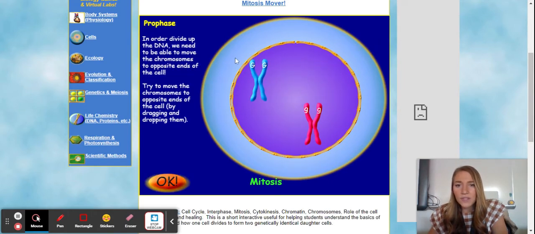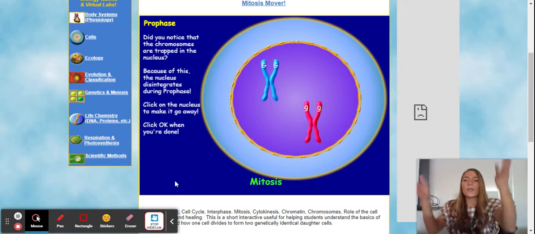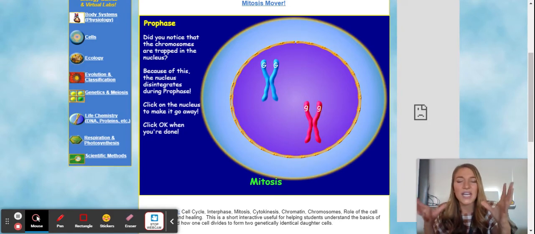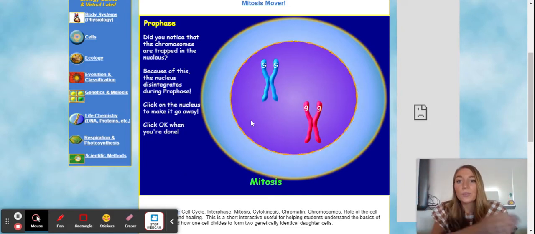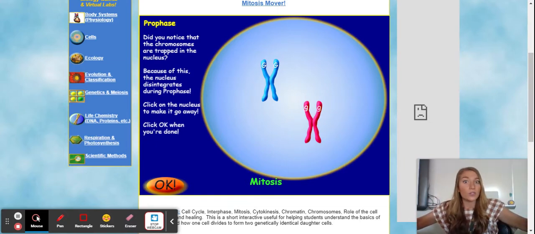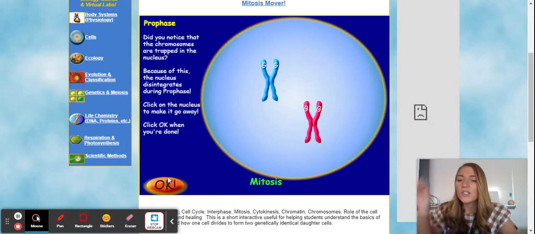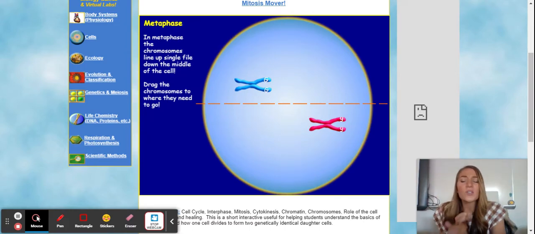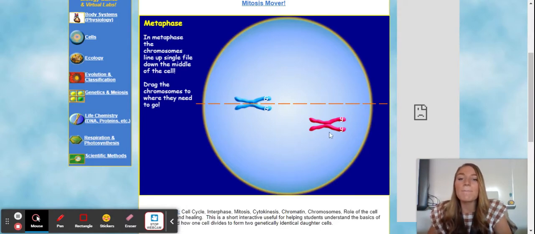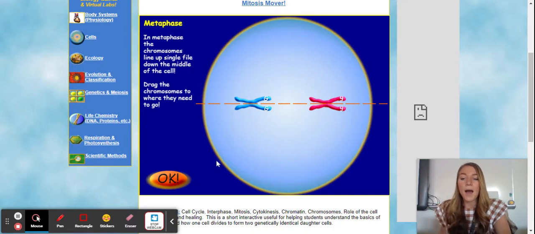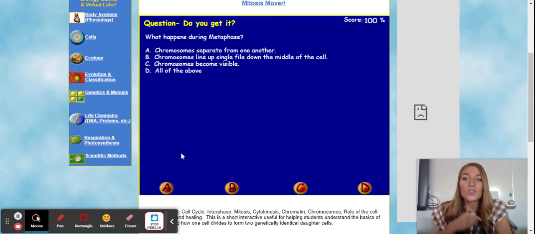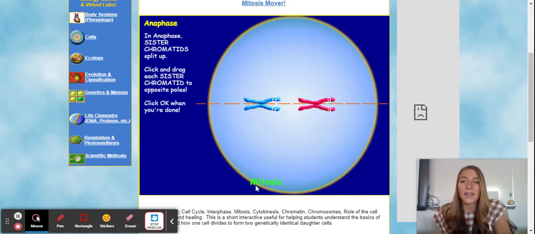Now, we want to move these chromosomes around, but if you guys look, the nucleus is in the way. That nuclear envelope, that nuclear membrane is kind of inhibiting us. So we need to get rid of that nuclear membrane so that we can move our chromosomes around freely to divide our cell. So in prophase, the nucleus is going to fade, chromosomes are visible, and now we're on to metaphase. Guys, in metaphase, chromosomes line up in the middle. So now that we're in metaphase, let's say that chromosomes line up down the middle. We're going to pick that option.